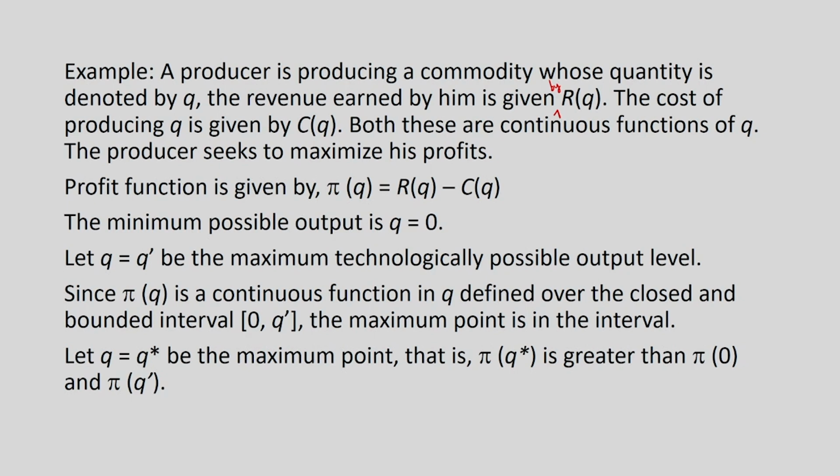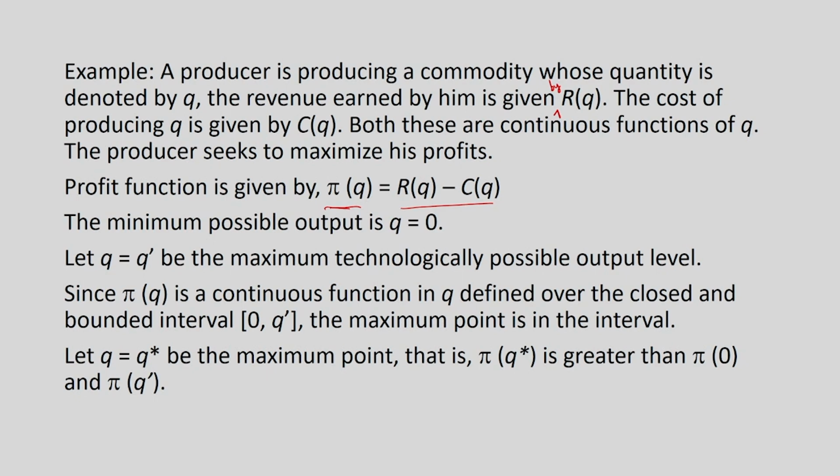The cost function is given by C of Q. It is also a function of a single variable. Both these are continuous functions of Q. The producer seeks to maximize his profits. Okay. So, first we have to find out what is the profit function, and then we want to maximize that profit function because the producer wants to maximize the profits. Now, here is the profit function pi of Q, and what is profit? It is the amount of money you get by selling minus the cost. So, it is R of Q minus C of Q.